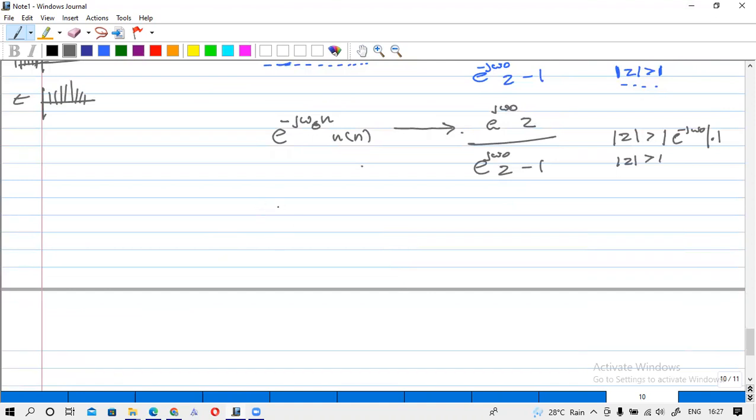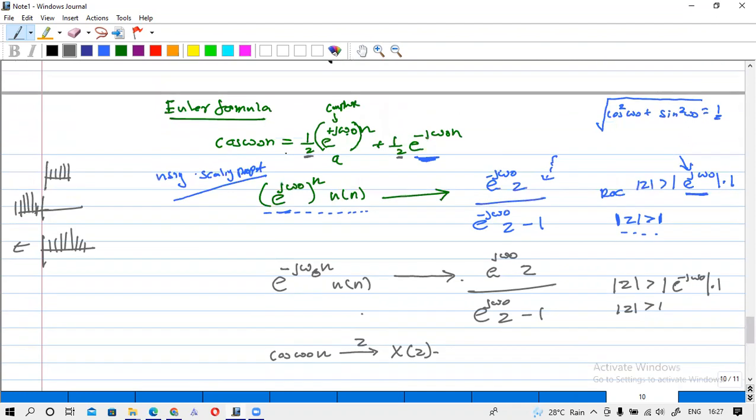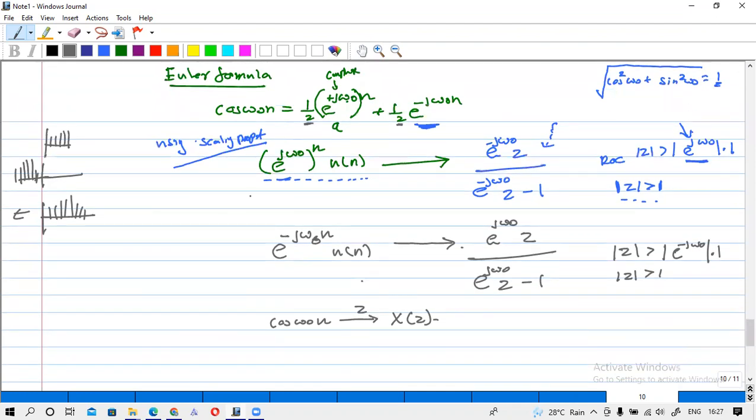Now, how can we find the Z transform X(z) of cos omega naught n? You can see that we have two functions. Let's say this is x1[n], and let's say this is x2[n]. So we have the Z transform of the x1[n] signal. Here we have two signals.